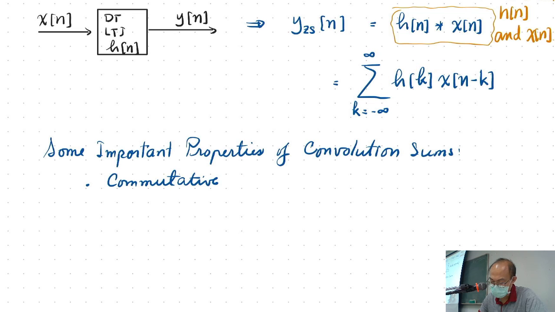So commutativity says that h of n convolved with x of n is equal to x of n convolved with h of n. Okay, that's commutative. The second property is called associative.